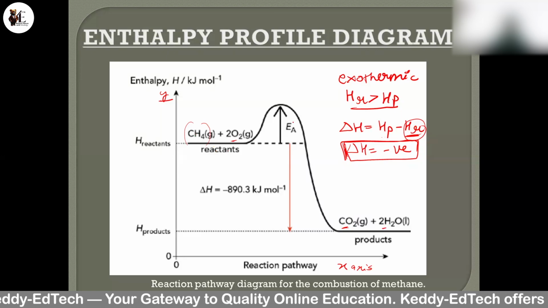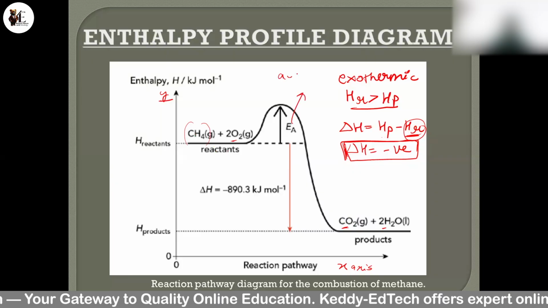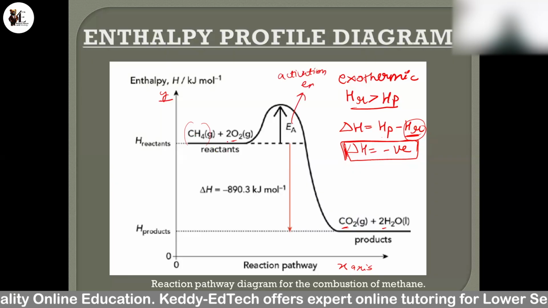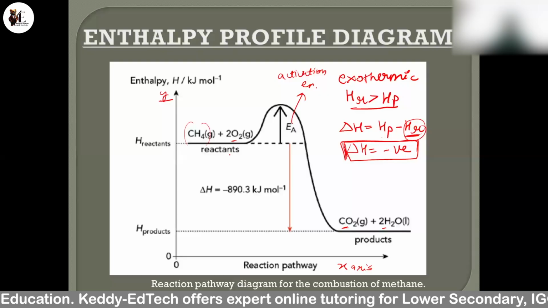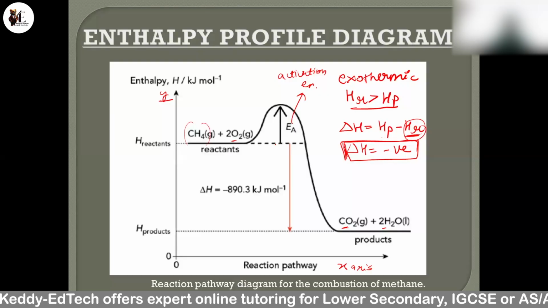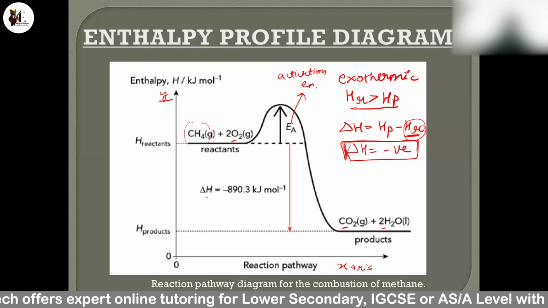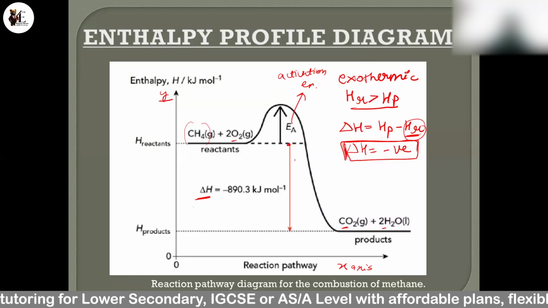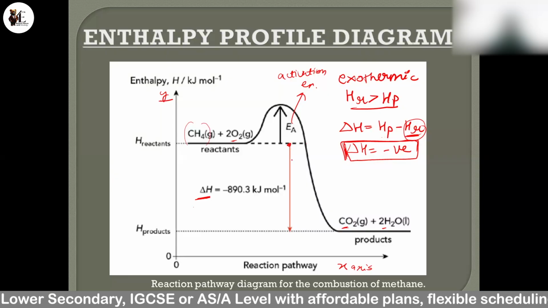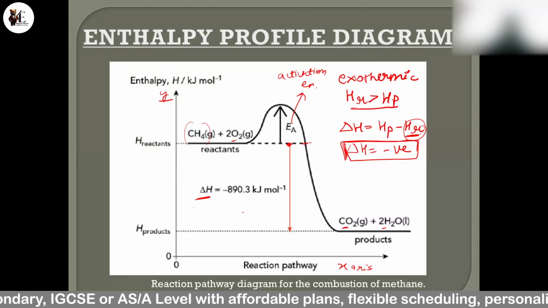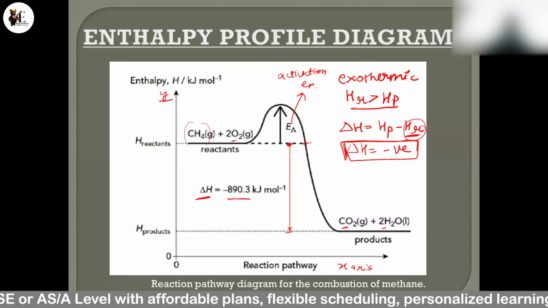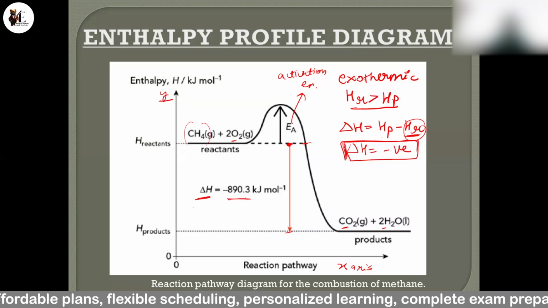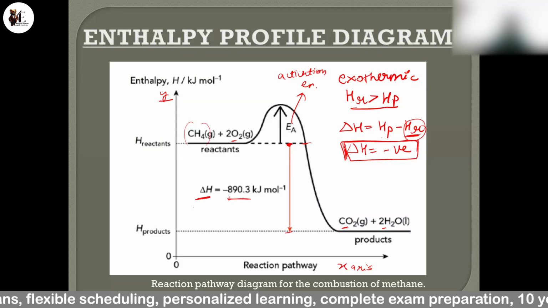Okay. What is EA? EA means your activation energy. That means the minimum amount of energy which is required for the reactant molecules to collide and form a product is known as activation energy. And what is delta H? Delta H is enthalpy of products minus enthalpy of reactants. So if you measure the enthalpy at this point and at this point, you get the value as minus 890.3 kilojoules per mole. Enthalpy we measure in kilojoules per mole. Is it clear? The diagram is clear?